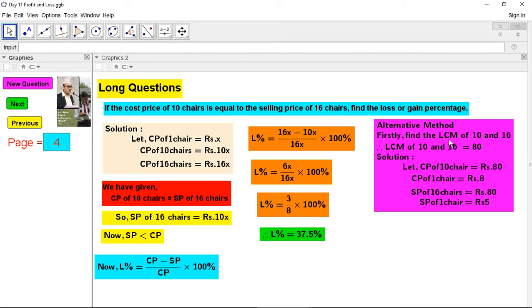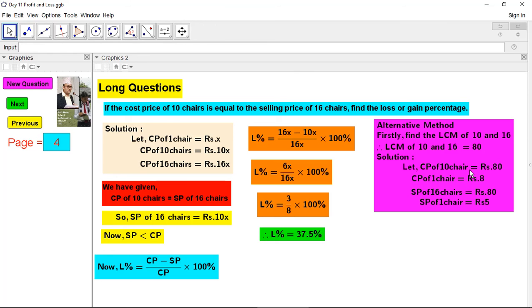That's why creatively I have taken the LCM of 10 and 16, which is 80. I believe you understand. Just judge yourself why we are taking LCM. We are taking LCM because the LCM is divisible by both the numbers. So 10 chairs and 16 chairs, I have taken the LCM of 10 and 16. And I have supposed the cost price of 10 chairs equal to LCM. That means Rs 80. So cost price of one chair would be 8. That's 80 by 10 is 8.